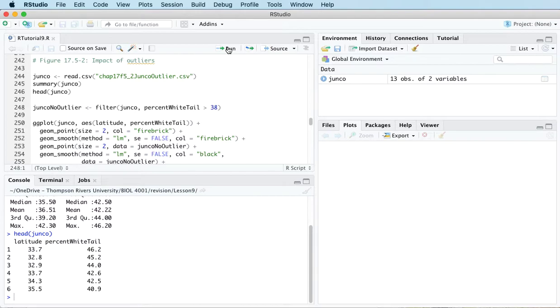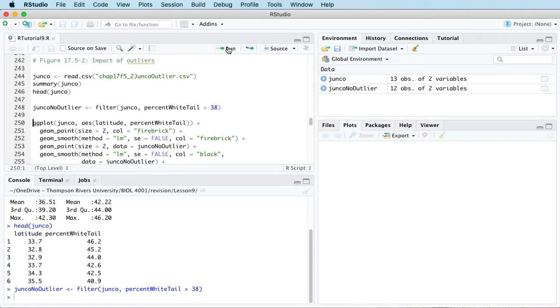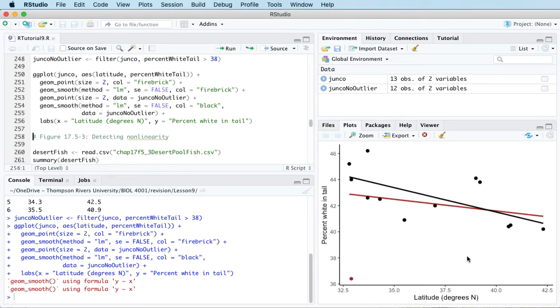This example is based on the percentage of white in the tail feathers of a particular type of bird at different latitudes in California. Let me just run the code and show you the graph so that I can tell you what's going on. Our response variable is the percent of white in the tail feathers, and the predictor variable in this case is the latitude in degrees north.